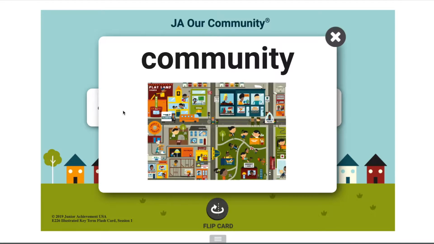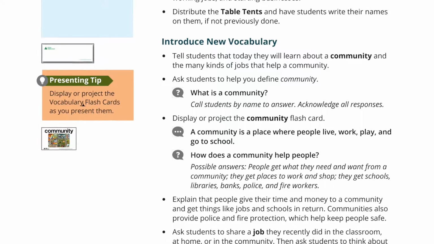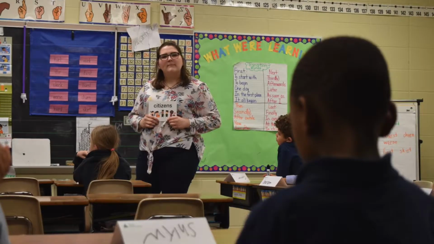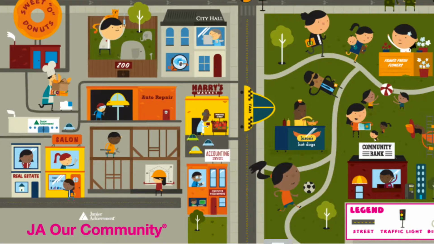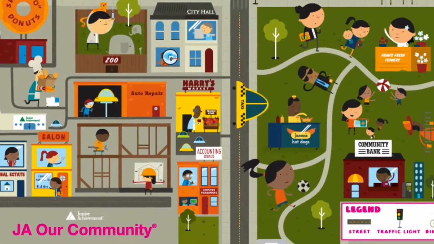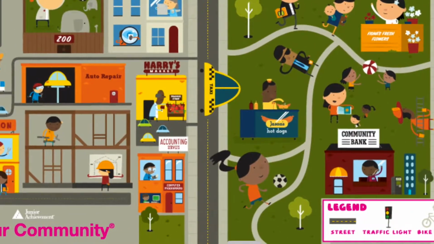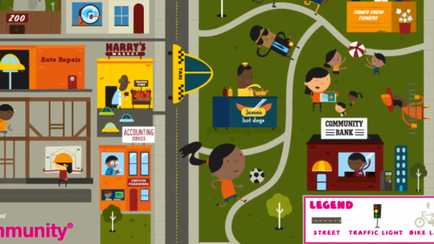Display or project the illustrated vocabulary flashcards and use your volunteer guide to introduce the terms for this session. Then ask students about the types of work people and their families do. Point to Lily on the JAR community poster, who is the girl with the soccer ball in the park, and tell students you are going to read a story about her and that you want them to help.